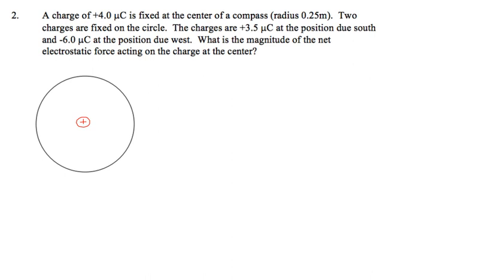Two charges are fixed on the circle. The charges are plus 3.5 microcoulombs at the position due south. So I have another plus one down here. And I have a negative one at the position due west. So I have a negative one right there.